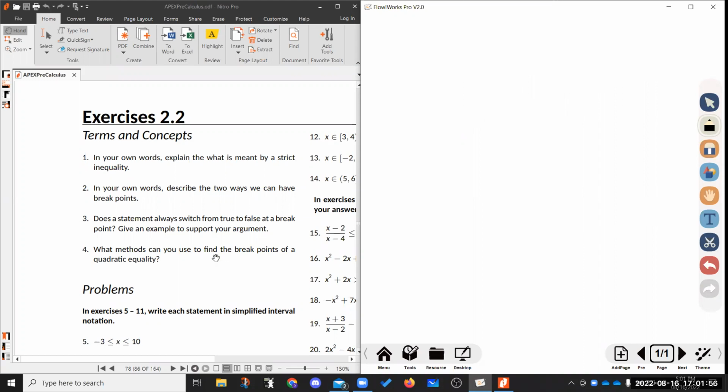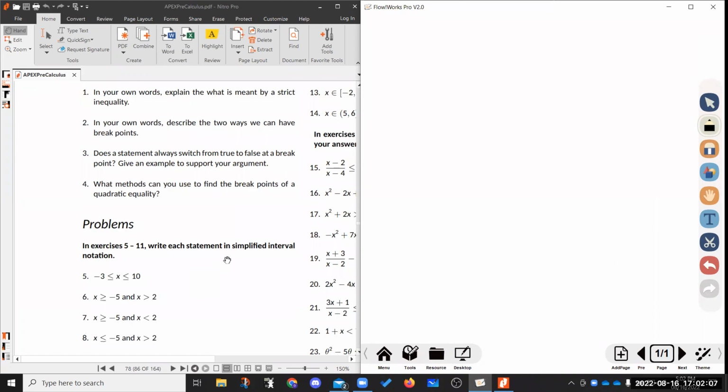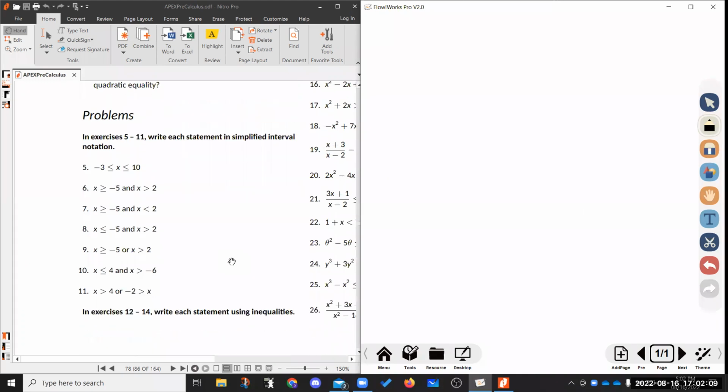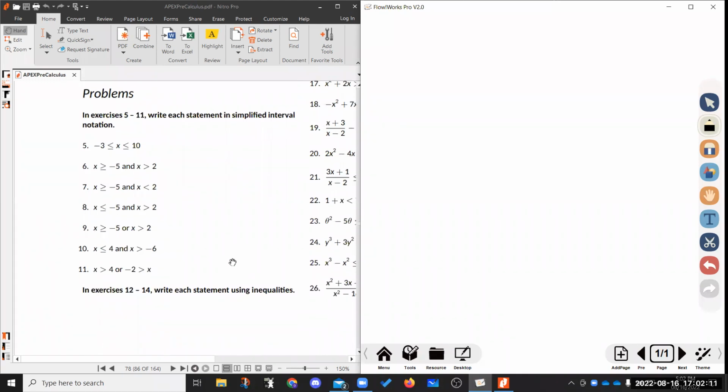We're typically going to use factoring to find the breakpoints. And if factoring doesn't work, we may need to use the quadratic formula to find some of them. Some of them just may not have zeros as some of the factors.